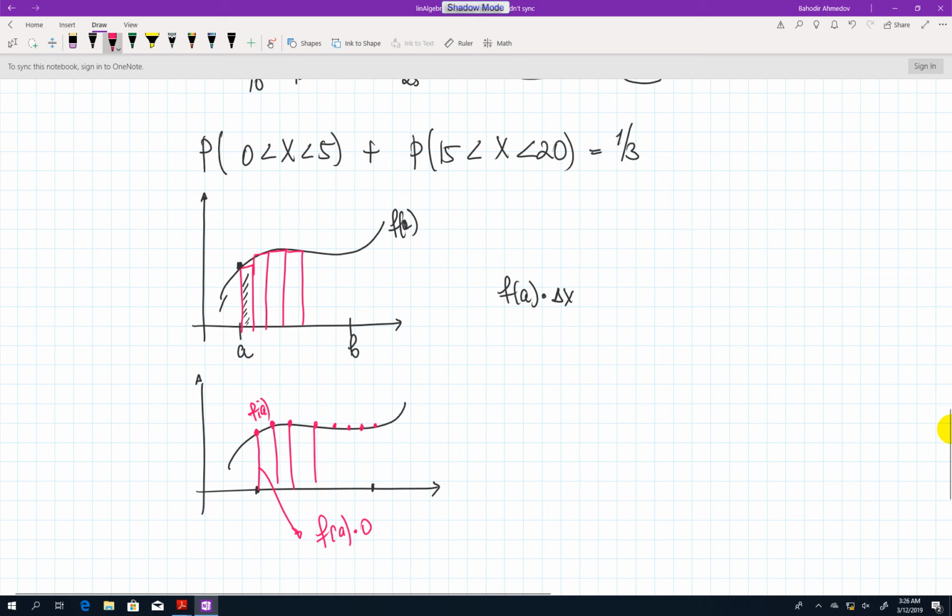We would always put the 0 instead of delta x, okay? The meaning of the limit is like this. It is really close to 0, but not 0. If you take exactly this point, 0, then the summation gives you 0. The integration will be equal to 0. So the probability at a specific point is equal to 0, okay?